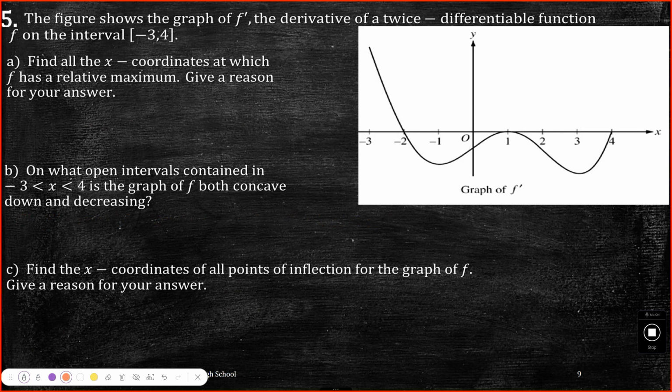Let's just do this quickly. I don't know, just copy it down. The figure shows the graph of f prime, the derivative, on negative 3 to positive 4. Find all x coordinates at which f has a relative max.